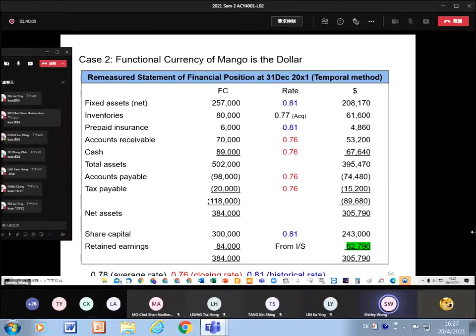And then let's look at the balance sheet item. For the balance sheet item, monetary ones, that is the accounts receivable, cash, accounts payable, tax payable, all these 4 items use closing rate. 記唔記得我哋嗰啲嘅 monetary item 就用 closing rate 嘅。How about non-monetary items? Non-monetary items are at historical rate. That means the day we purchase it. So the day we purchase the subsidiaries, use historical rate. The day we purchase the closing inventory, it is given. We use this. And then the day we use to buy the insurance, that is the actual rate.